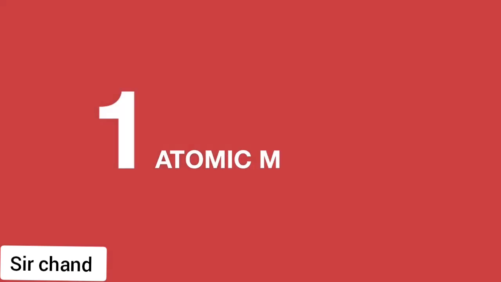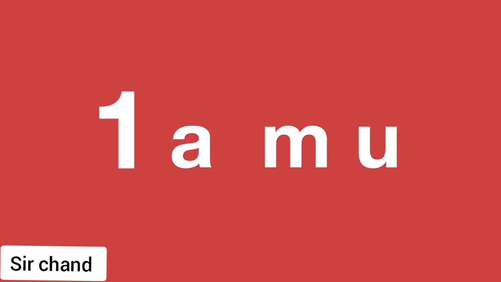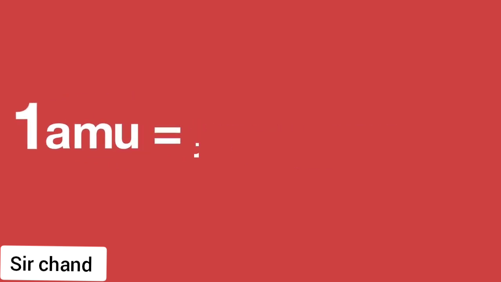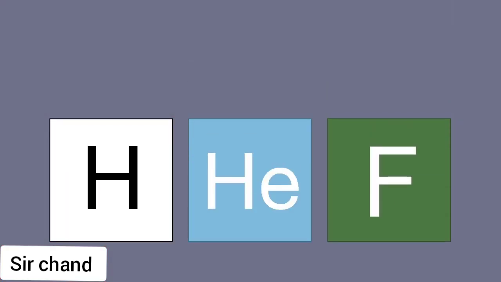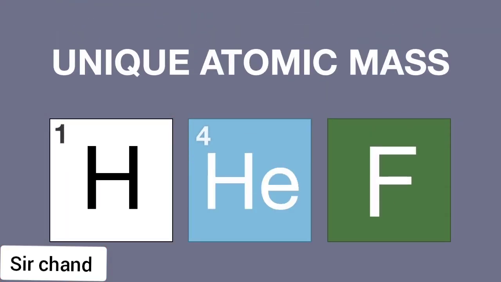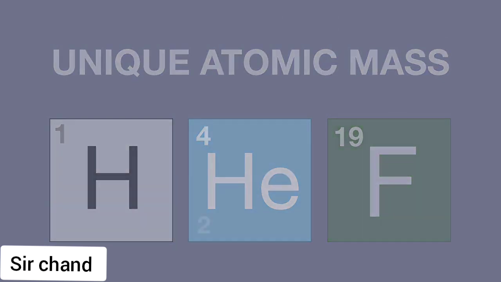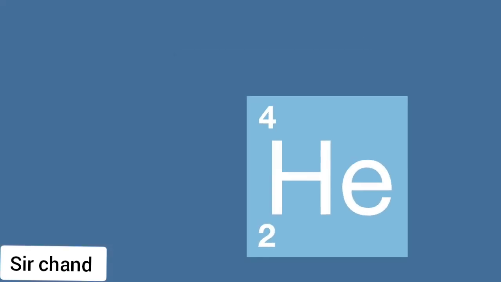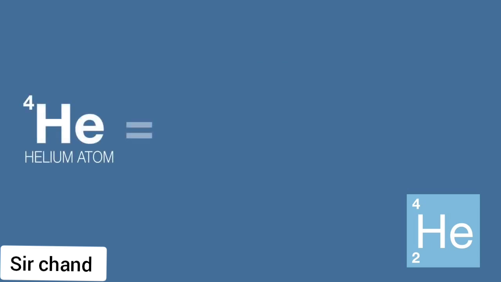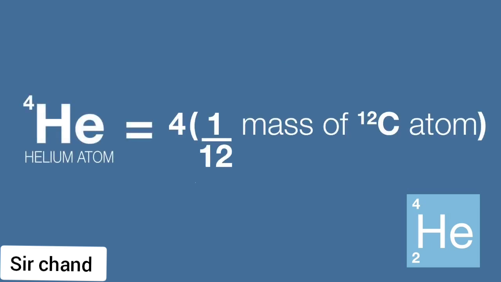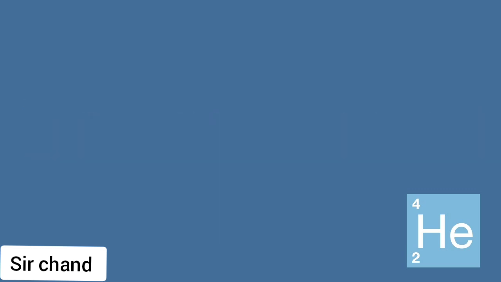Therefore, one atomic mass unit, or AMU, is quite simply 1/12 of the mass of a carbon-12 atom. Every atom has its own unique atomic mass based on this relative scale. Our earlier example of helium had an atomic mass of 4. In full, this means that the helium atom has a mass of 4 times 1/12 of the mass of a carbon-12 atom. Of course, it's far easier to write this as 4.